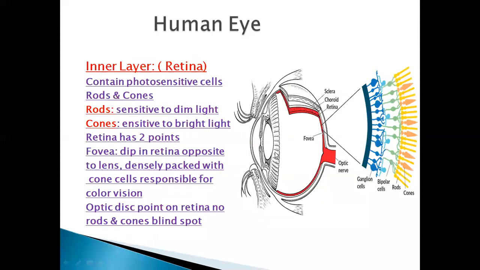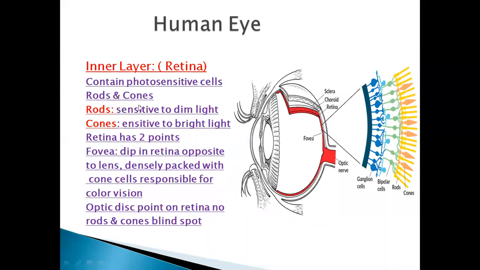Okay. Yes, miss. Next one is the inner layer. That is the third part of the human eye, and this inner layer is also known as the retina. It contains the photosensitive cells, rods and cone cells. You have different types of cells in your eyes which can differentiate the colors. It is just because of these rods and cone cells. So let's see them one by one.